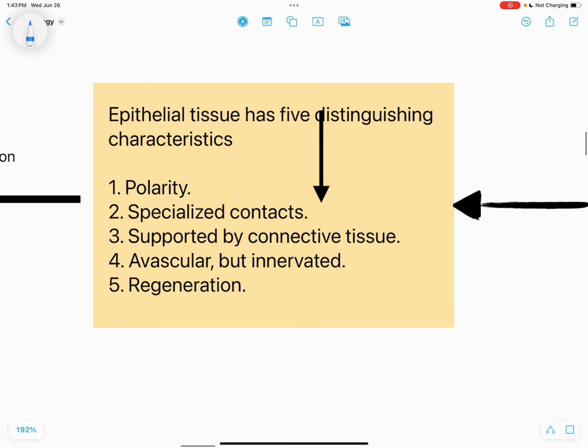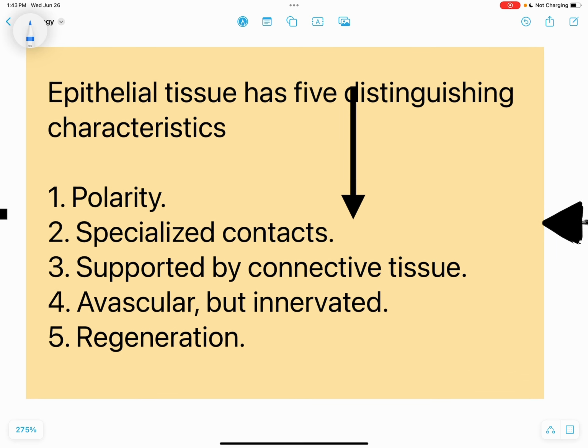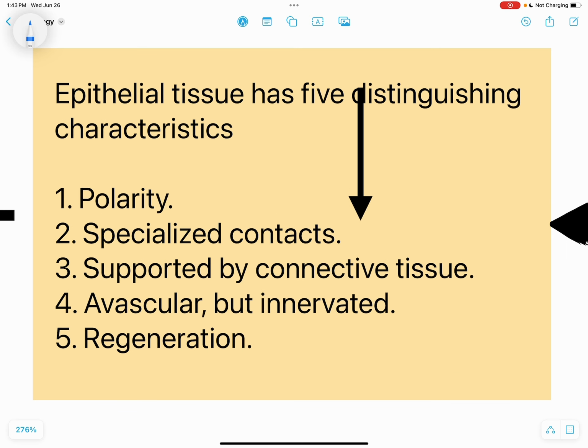So, when I look at epithelial, it has really five distinguishing characteristics. And this is going to be my checklist when I'm doing histology. And if I keep this in my mind, I can look down the microscope and I can go, yes, this seems to match these criteria. First of all, it has a polarity. It has one side that looks slightly different than the other side. Also, specialized contacts between the cells or the tissue underneath. Now, almost all the time when we're dealing with epithelial tissue, we'll have connective tissue below it. And that's a big clue that we're looking at epithelium.